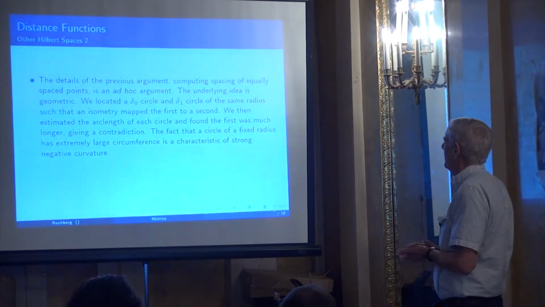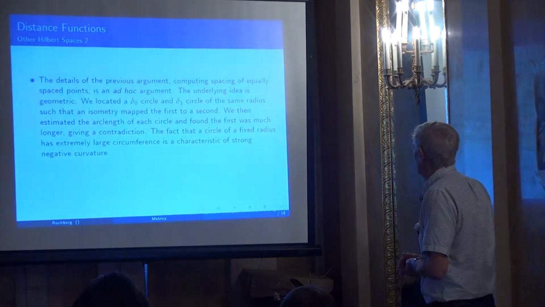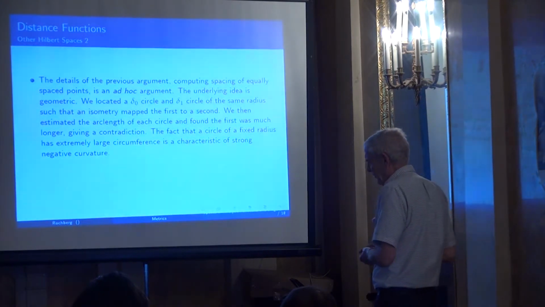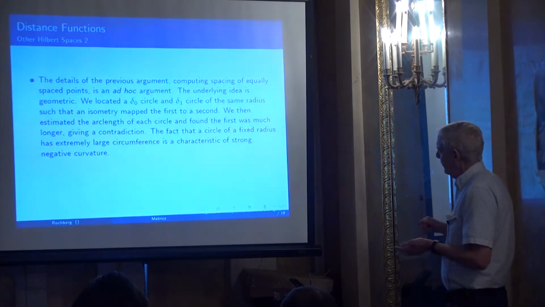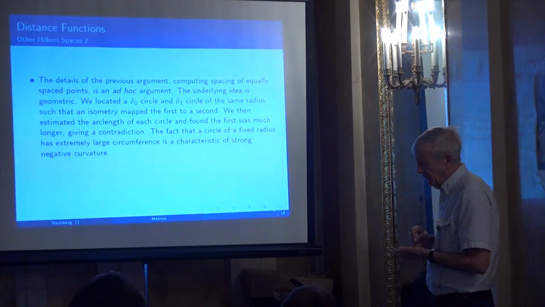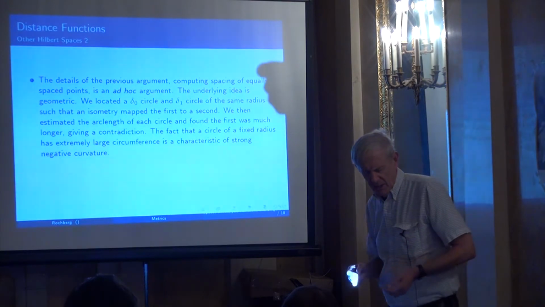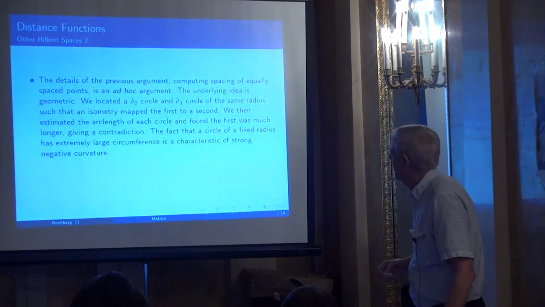Well, that argument was ad hoc, this taking a bunch of points in the circle and seeing what happens when you try and map them to the other circle. But the other underlying idea is geometric. I emphasized the fact that these things had negative curvature unbounded below.